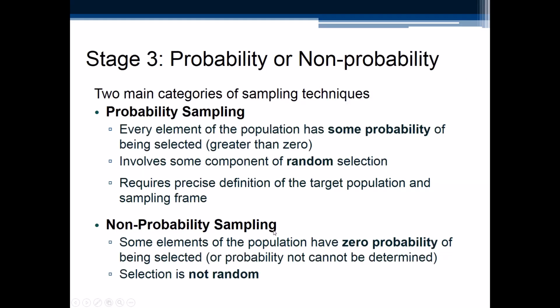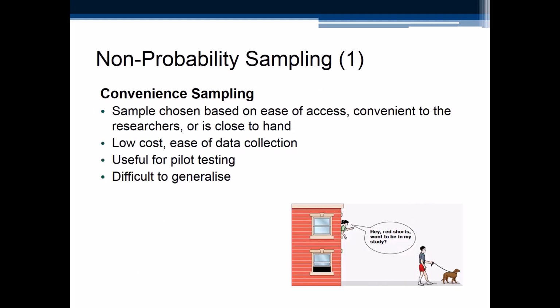In terms of non-probability sampling, this is where we say that some people have zero chance of being selected. So as I go through these, think about why there is zero chance of being selected for some people. And this is also where there's no random selection. The first one to be aware of is convenience sampling, and this kind of underlies the other non-probability sampling approaches.